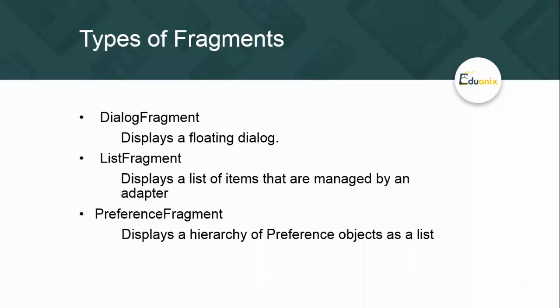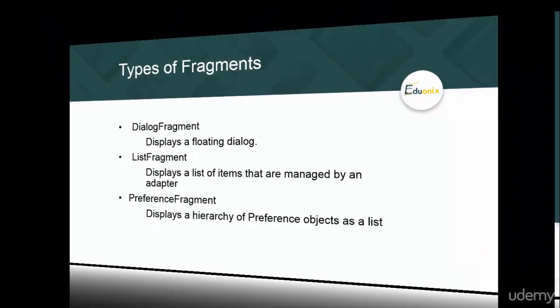Preference fragment displays a hierarchy of preference objects as a list, similar to preference activity. We can use this type of fragment when we need to create settings activity for an app. This brings us to the end of our discussion on fragments.